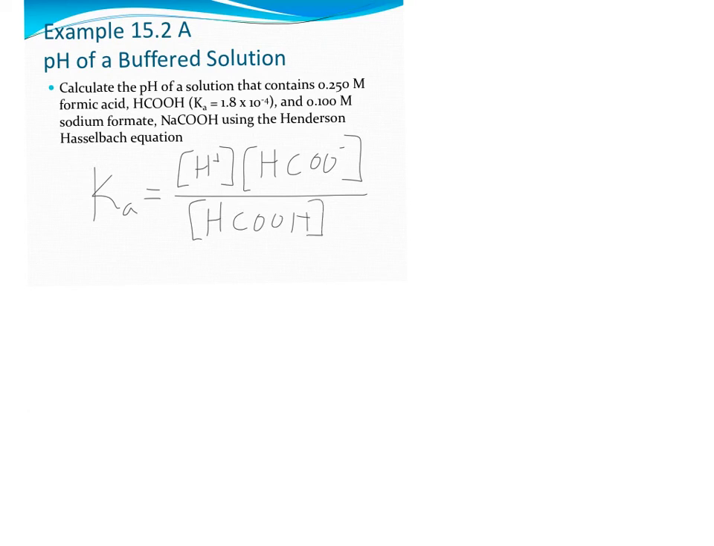To take a pH, we would take the negative log of the hydrogen. What the Henderson-Hasselbalch does is it takes the negative log of both sides. You don't need to know how to rearrange this equation, but if I take the negative log of my Ka, let's just look at that, and then the negative log of that side as well.